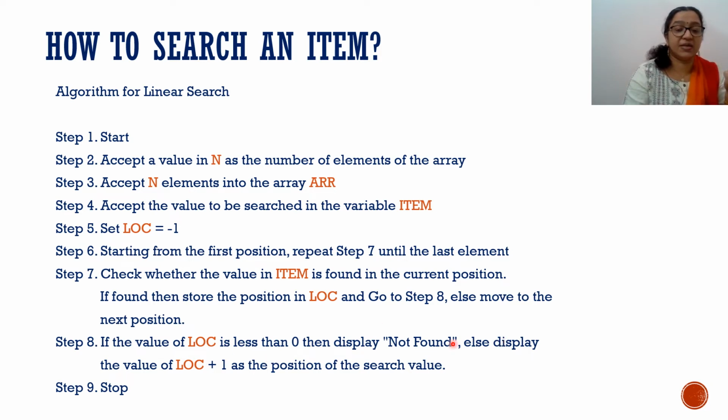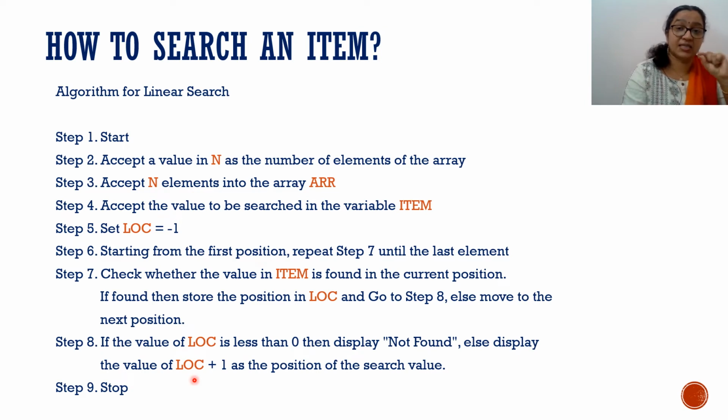Else, that means it is not less than 0. It is not in the -1 position. We got the location here, so we can display the location. In LOC, it's an index number. Index number starts from 0th onwards. But position means we can say first element, second element, third element. So that is the difference between position and index.